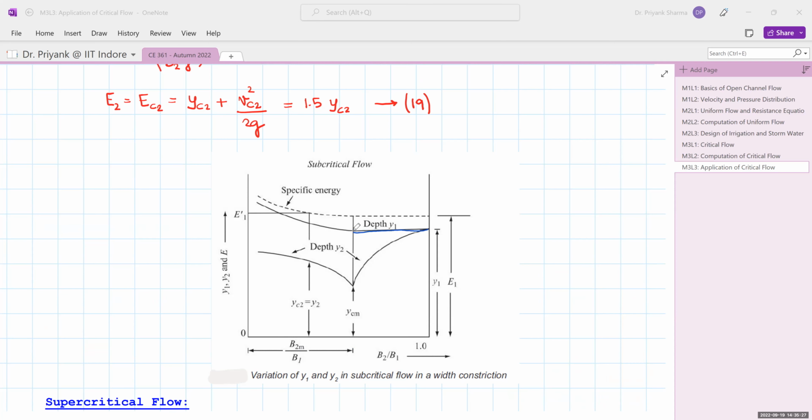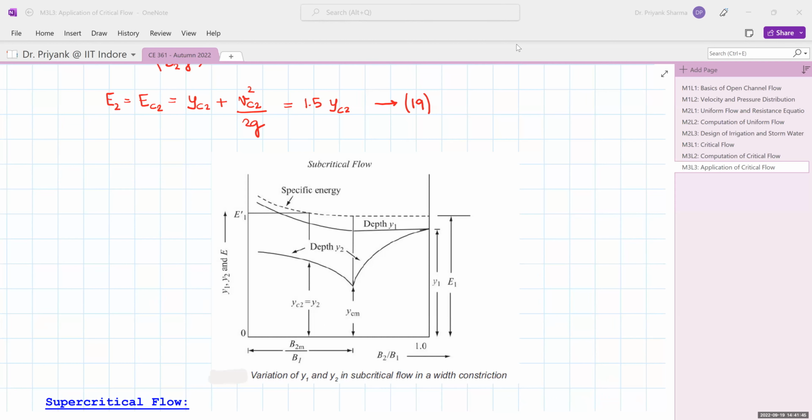So depth Y1 is constant till the critical point is achieved at case 2, and in case 3 it will go on increasing. Similarly, depth Y2 in case 1 is going on decreasing till it reaches the critical depth at section 2, and then it will go on increasing. So we can see that the depth Y2 increases post reaching the minimum constriction point. However, still it is critical flow conditions.